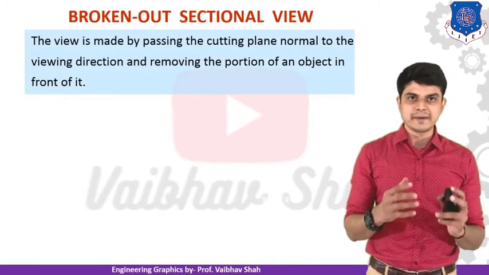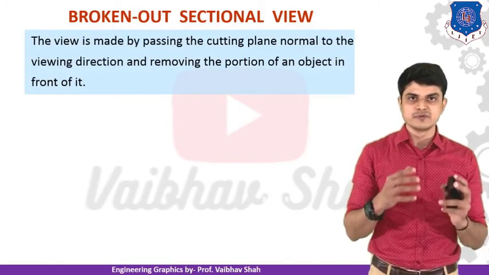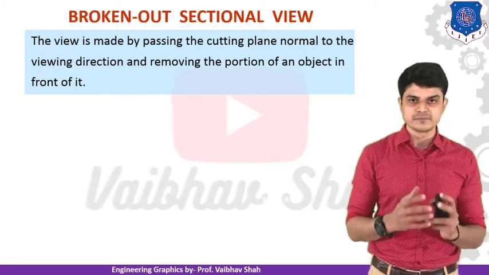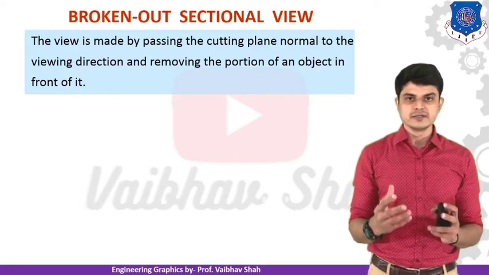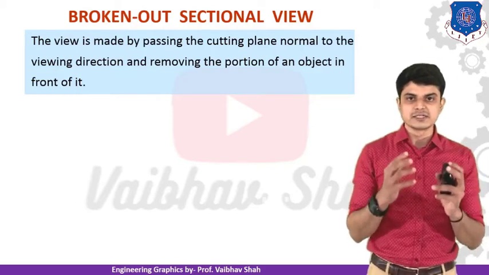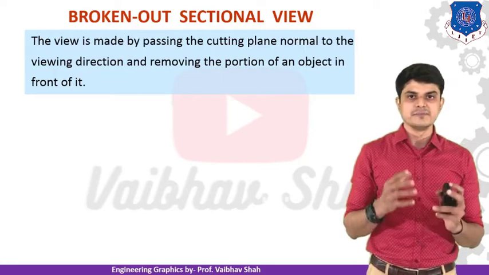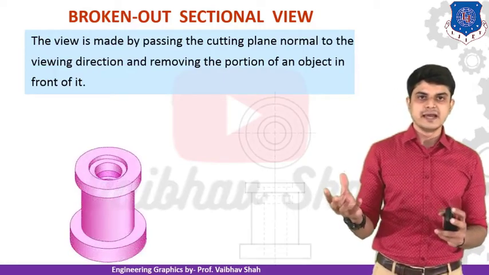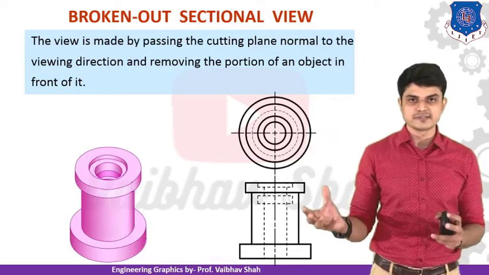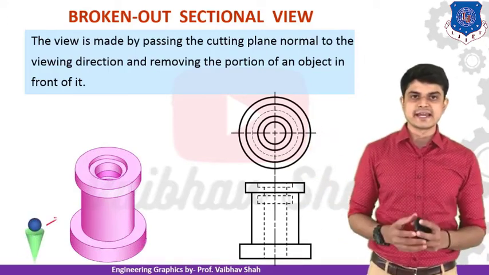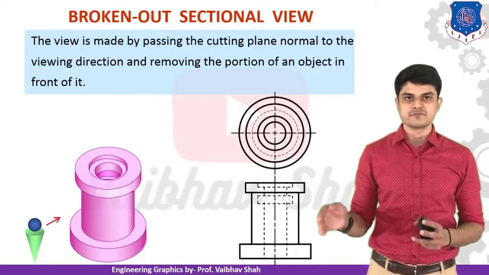The view is made by passing the cutting plane normal to the viewing direction and removing the portion of an object in front of it. So how are we doing it? It is just like if you want a certain portion of an object to be revealed. So let us take one object. This is my object, and these are its views. This is the top view and this is the front view. Now let us observe this object from this direction. This is the direction of the observer, and this will give you the front view like this.